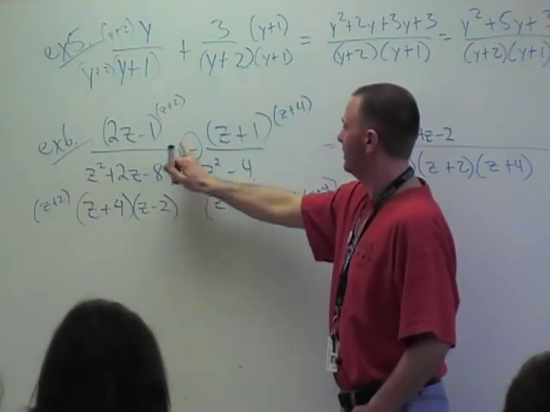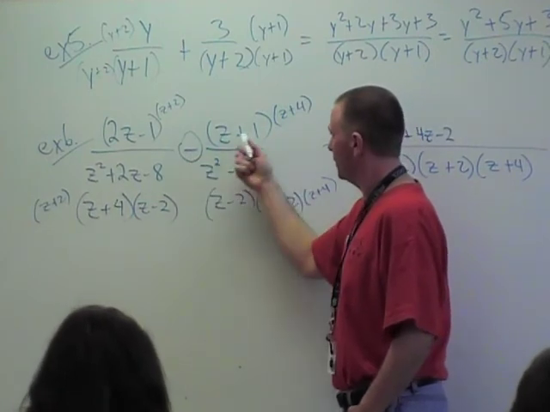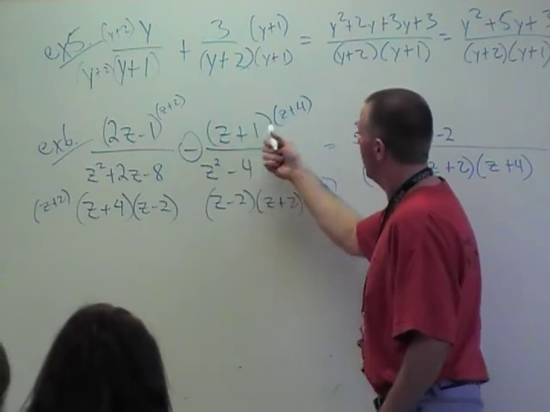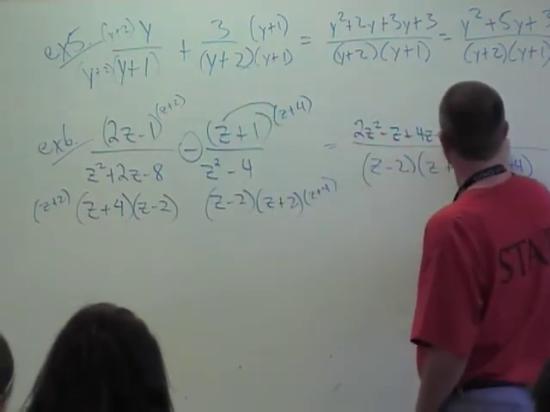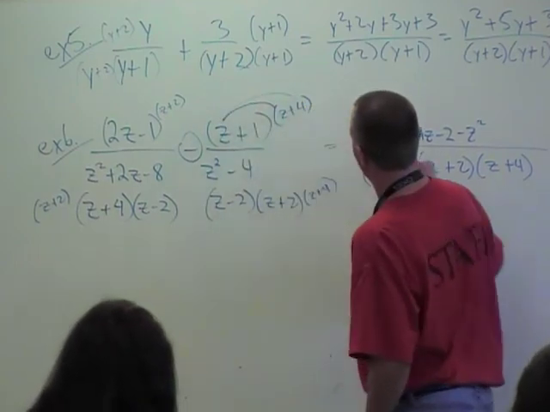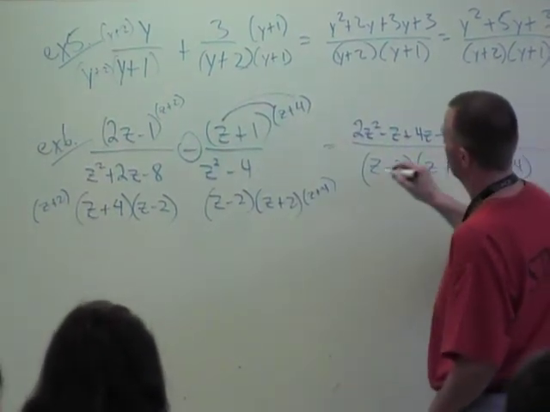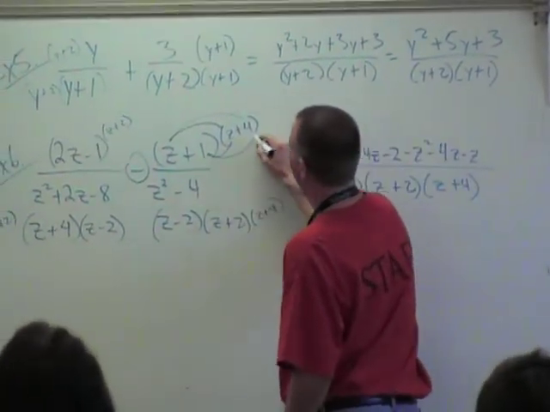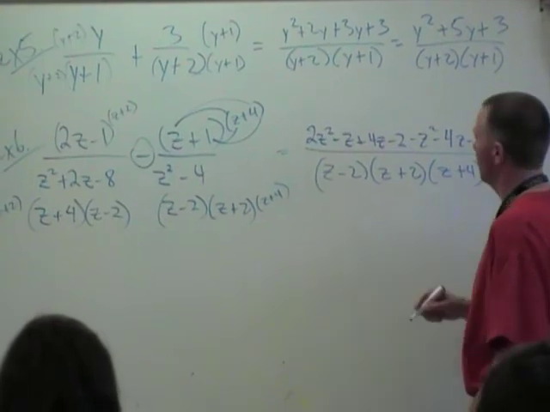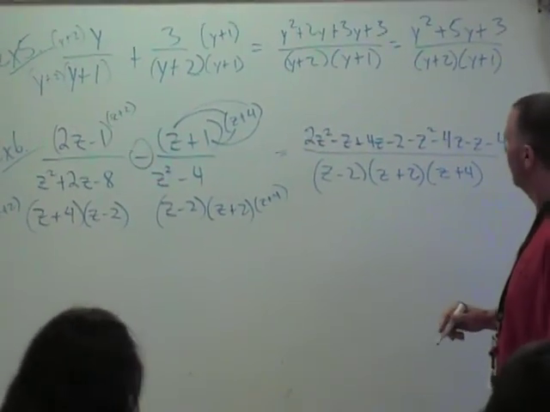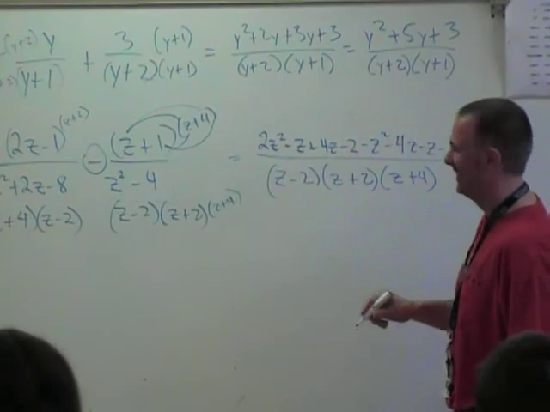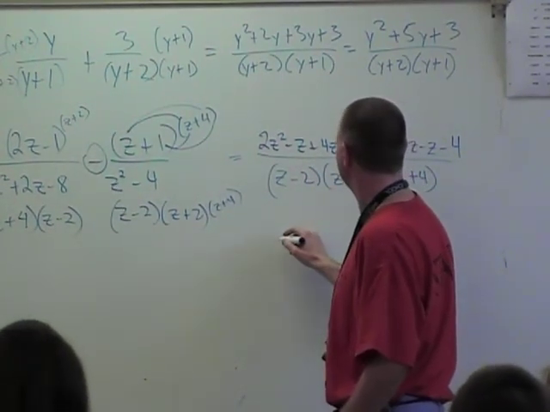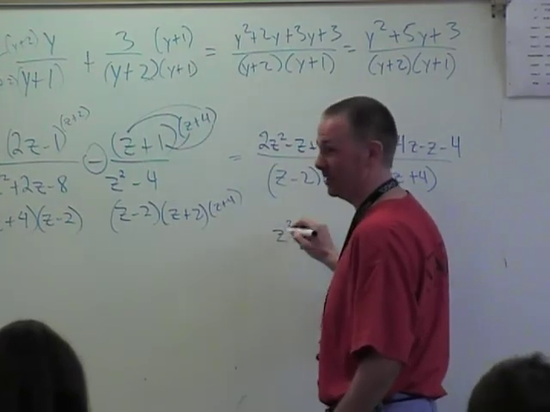Don't forget this minus sign. After you figure all this stuff out, it's minusing all of that. So I got a z squared, that's going to be minus z squared. That's a 4z, that's going to be minus 4z. That's a 1z, that's a minus 1z. That's a minus 4. Alright, now combine like terms. 2z squared and minus 1z squared. And we got a 1z squared.